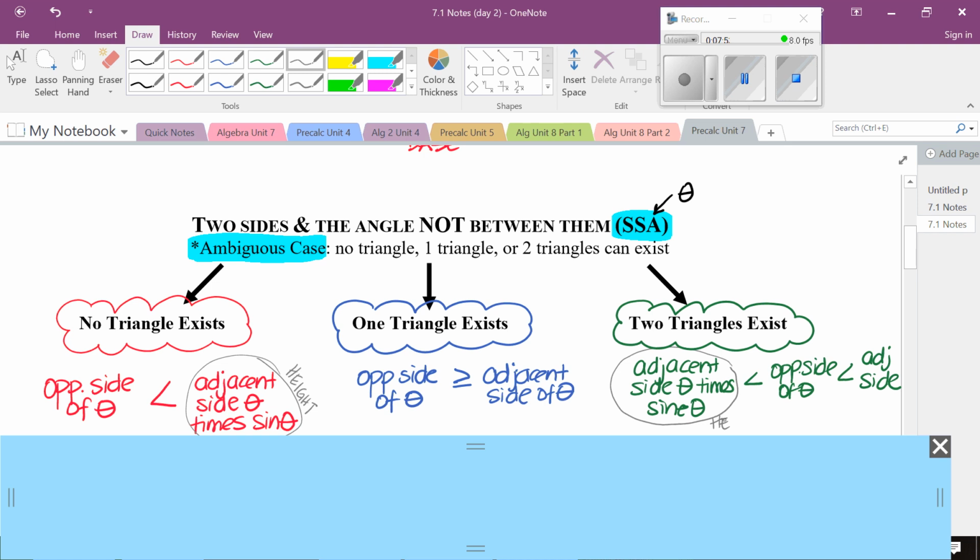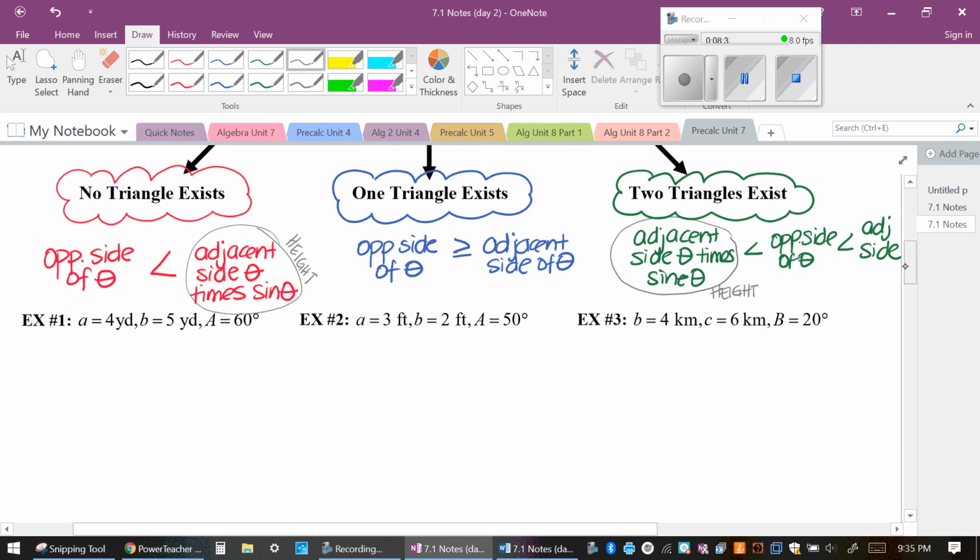Remember that anytime you have SSA, you draw the missing side as the base, and you do the adjacent side of theta times sine of theta, that's going to be its height. And I'll explain that as I do the problems. Like I was saying, I've looked at many videos and different textbooks. If you don't understand this lesson, you're more than welcome to do your own research and go to YouTube or Khan Academy and find a method that works for you to understand whether no triangle, one triangle, or two triangles exist when dealing with side-side-angle. Okay, so we're going to do an example of each just so you get used to it.